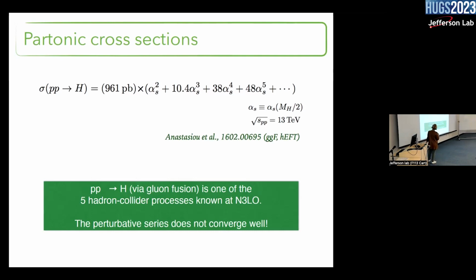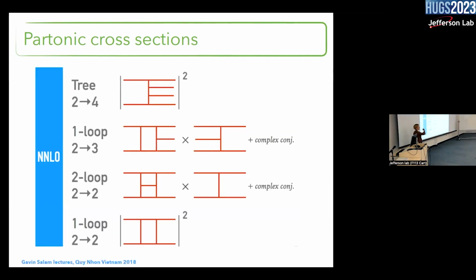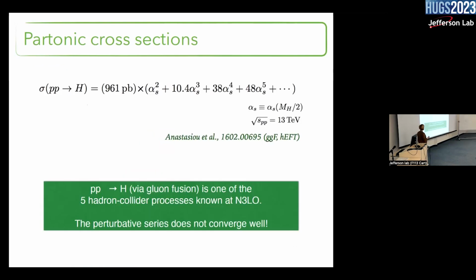And you can see here that this is one of the few partonic cross-sections that is not just next-to-leading order, but even one order higher than that, okay? So there are 5 processes that are known at N3LO. And this is a nice example because we see that the perturbative series does not converge well until we go to N3LO, okay? While the other processes work well, this is the counterexample. So that is really one of the processes for which you need to do the hard work of going to N3LO before seeing that the series converges.